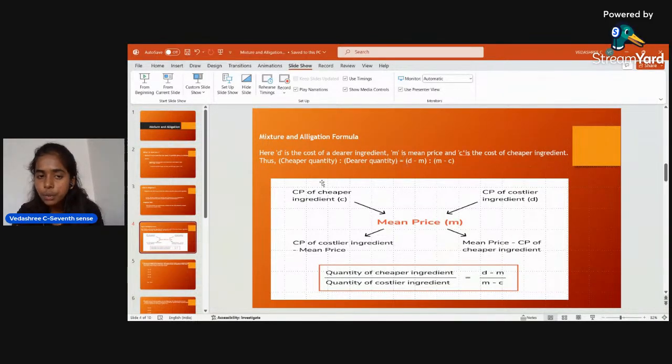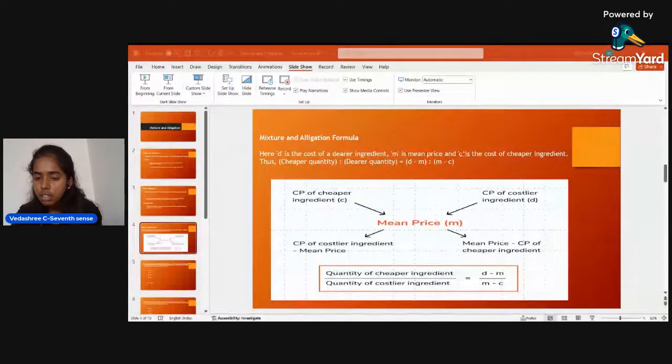Which is equal to the cost of the dearer ingredient minus the mean price, where the mean price is the average price, is to the mean price minus the cost of the cheaper ingredient. So this is the alligation formula to calculate the ratio of any mixture. Is it understood? Note down this formula. We'll solve some problems based on this.